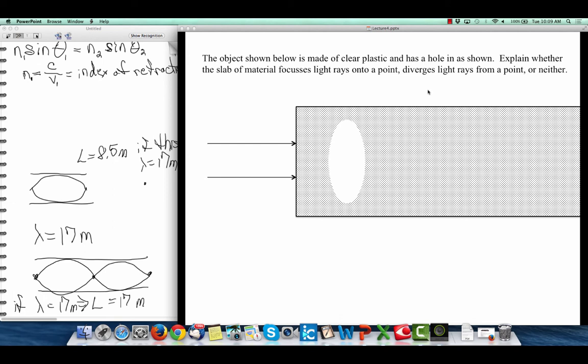The hole, I don't care what it has in it, as long as it's either vacuum or air, because both of those have the same index of refraction. So you can make it a hole with air in it, or you can think of it as a hole with nothing in it, and it doesn't matter. As long as it's not a hole filled with plastic or diamond or some big index of refraction.